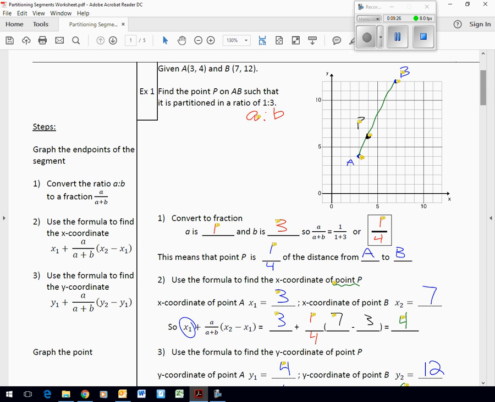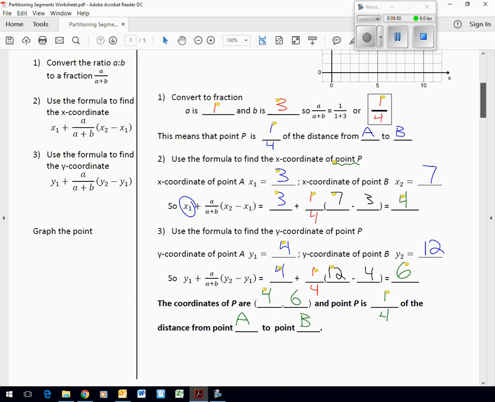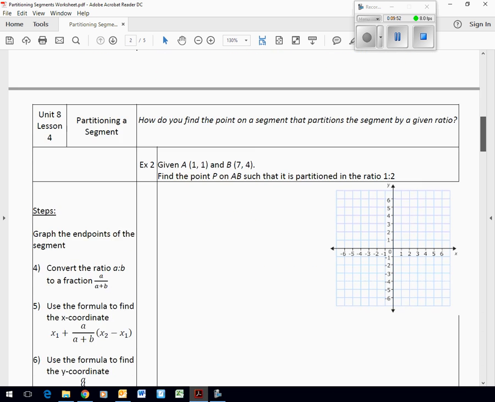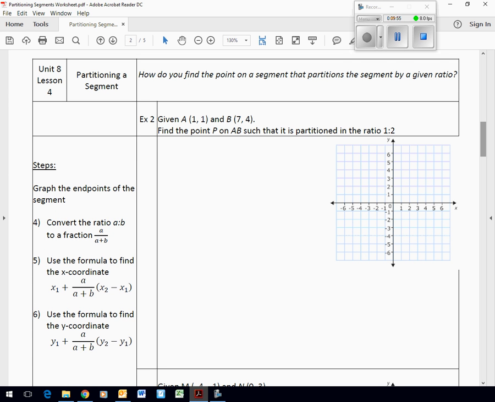A over a plus b. Alright? Y'all see that? And all we did was divide it up into 3 different steps. We convert A to B, right? We convert this to a fraction. That's how I get 1/4. Then I found the x-coordinate. Then I found the y-coordinate. So what if you had a fraction like 2 to 16 or something like that? It would become 2 over 2 plus 16.